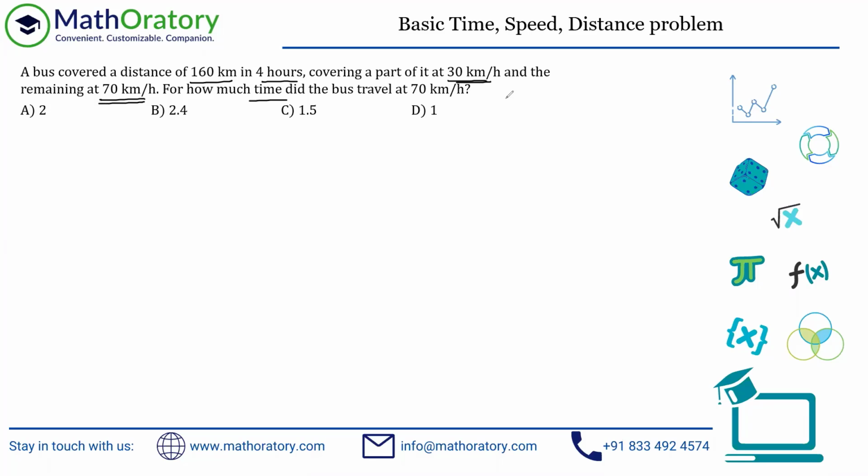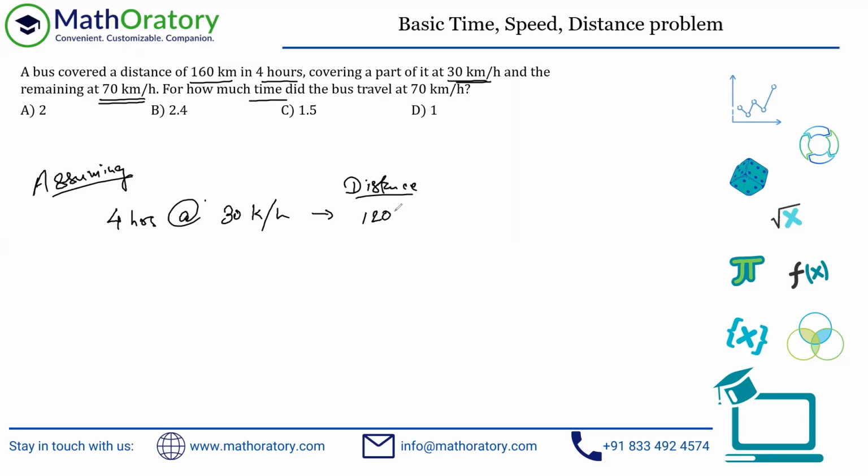So what we can do is start by assuming something like this. Assuming that for the entire 4 hours, the bus traveled at the rate of 30 kilometers per hour. So let us assume this. For the entire 4 hours, the bus actually traveled at 30 kilometers per hour. But in this case, the total distance that the bus would have covered was 120 kilometers, right? Simply time into speed.